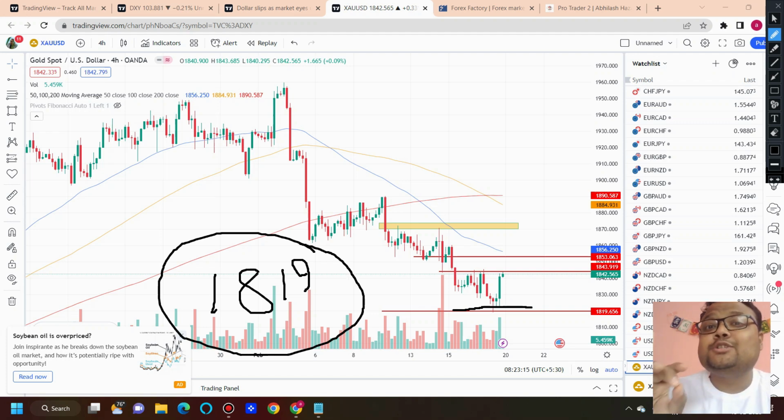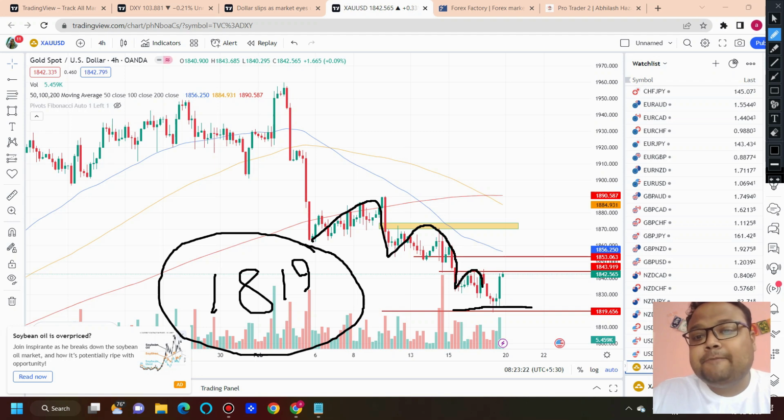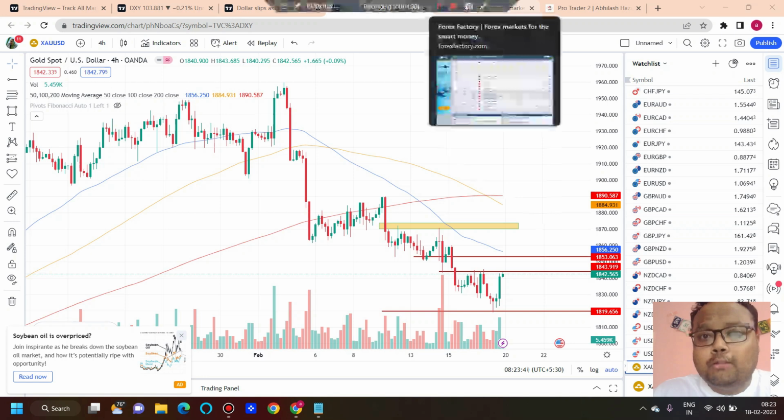Keep in mind, this is not a strong support. Okay, this is just a previous low made by the market, but the market structure is still the same. Though market has shown good recovery on Friday, we cannot deny that the ongoing market structure is very much bearish. So if gold starts falling again, 1819 will not be able to hold the market.